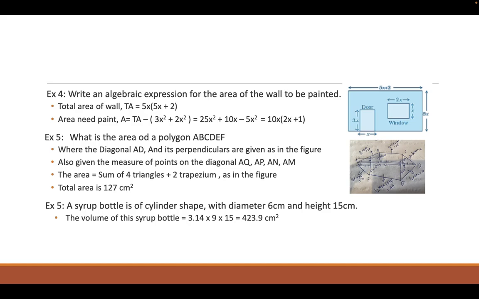Next one is a syrup bottle in a cylinder shape with its diameter so and so and height so and so. So what's the volume? Easy. Just put in the formula. We already studied it. For a cylinder, the volume is going to be pi r square h. Just put it in and you're done.